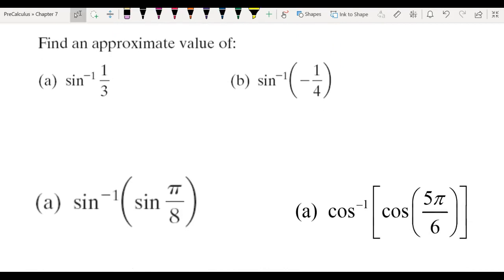Okay, then it says find an approximate value. Are either of these ones that we know? They are not, correct? We don't know them. So what do you think you have to do for those? Plug them into the calculator. In what mode does it have to be in? Radian mode, because they're not degrees, right? So for these, you would plug them into your calculator in radian mode.